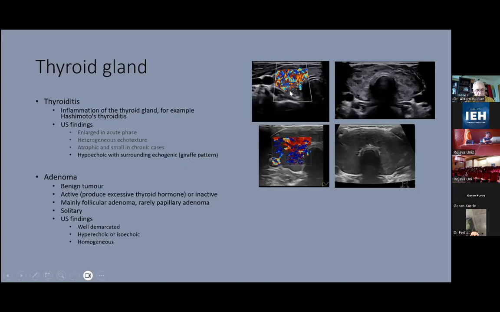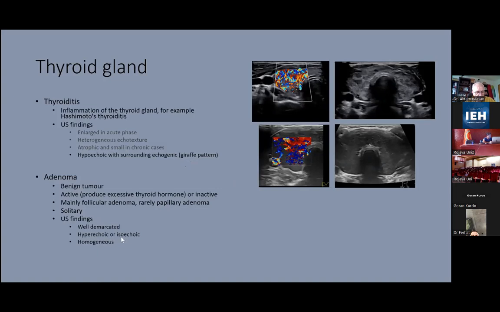Then we have adenomas. They are benign tumors. They might be active or inactive, depending on producing thyroid hormone or not. They are mainly follicular, sometimes papillary adenomas. They are solitary and well-defined, and they are hyperechoic or isoechoic and homogeneous.